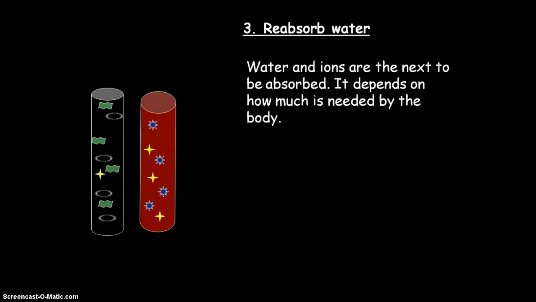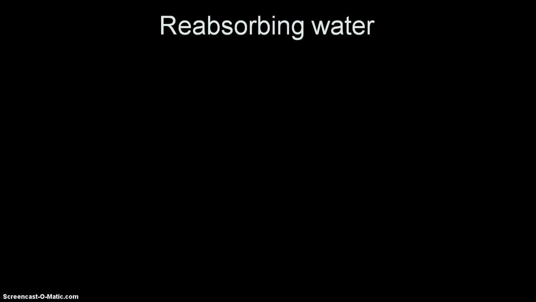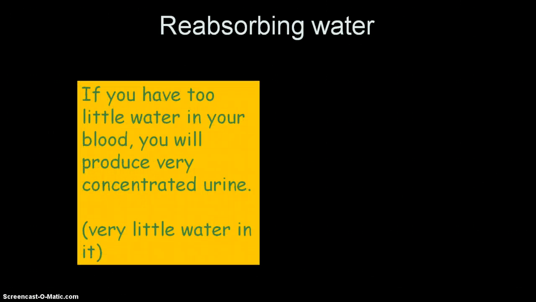That's the ideal. Water and ions are the next to be absorbed. If they are needed, they'll be reabsorbed, but if they're not particularly needed, then they'll stay there in the tubule, but it depends on how much water is actually needed by the body. So not all of them are going over. So let's look at reabsorbing the water. Okay, if you have too little water in your blood, you'll produce very concentrated urine. So that's very little water in it.